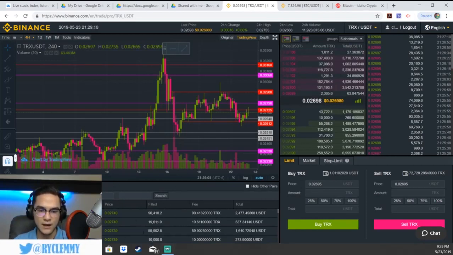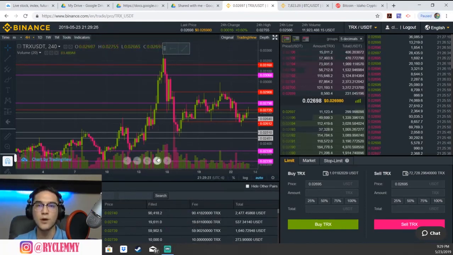And as you can see right here, it shows you the different trades that actually go through. And right here, you can see the fee. Again, it's usually 0.1%. So you can see that the fee on this was 90 Tron, 19 Tron, 59 Tron. We can get more in depth on fees in a little bit, but for now, I was just showing you how to place a basic order.